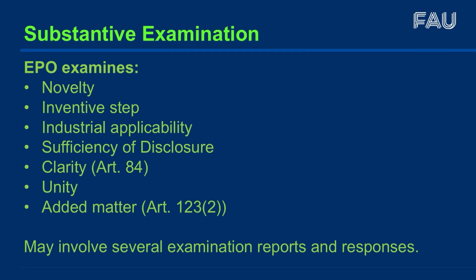In simple terms, the patent must teach the skilled reader how to reproduce the invention without undue burden or guesswork. Clarity. The claims must be precise and unambiguous. The scope of protection should be understandable to both the examiner and third parties.